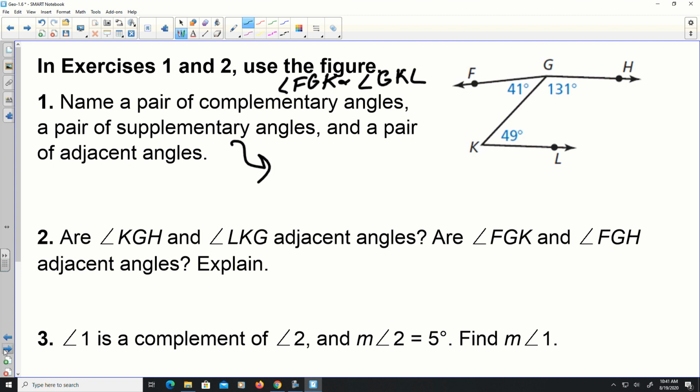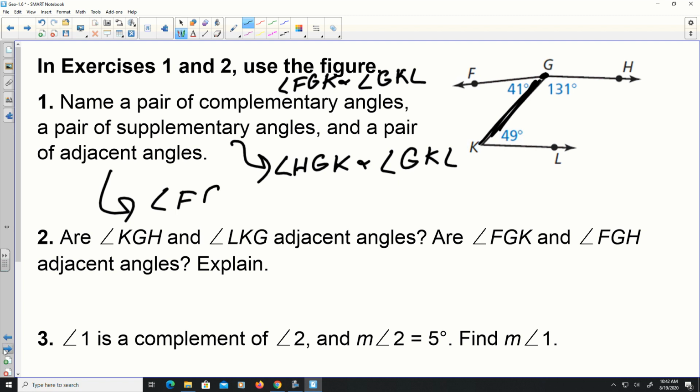For my supplementary, let's see what 41 plus 131 is. That's 172, no. 131 plus 49. Oh sweet, we've got 180. So I can say that angle HGK and angle GKL are supplementary. For my adjacents, again, find your common side here. They share a point right there, so I can say that angle FGK and angle HGK are adjacent.